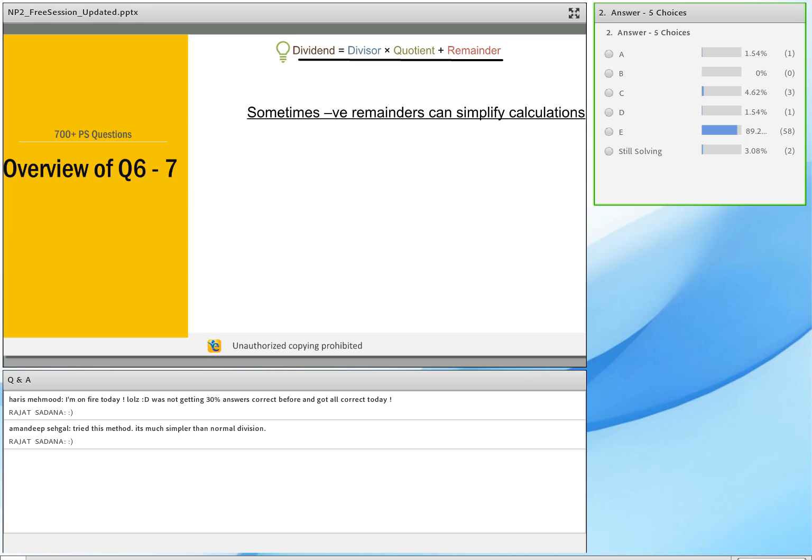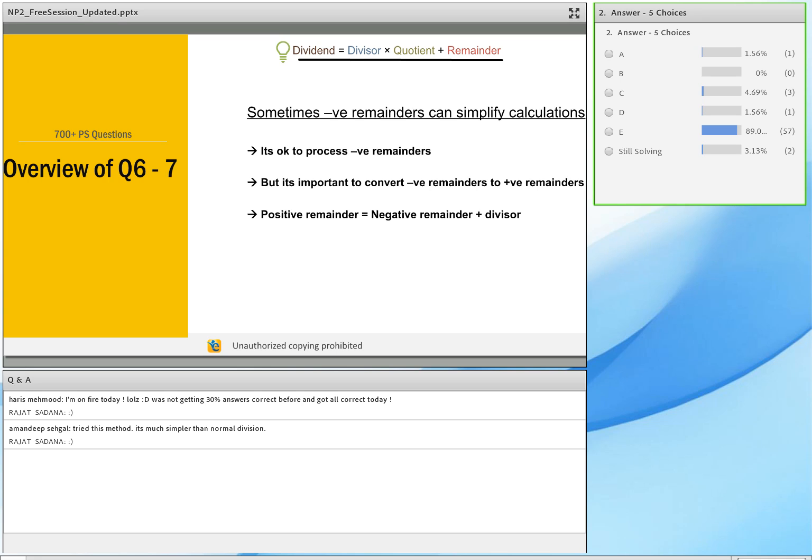Okay, so sometimes negative remainders are very useful, but make sure you apply the constraint that a remainder is always positive. So you add the divisor in the event that you get the remainder to be negative. So the positive remainder is the negative remainder plus your divisor.